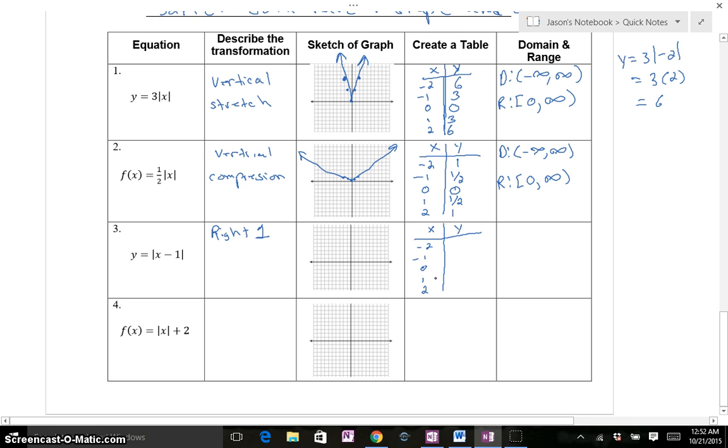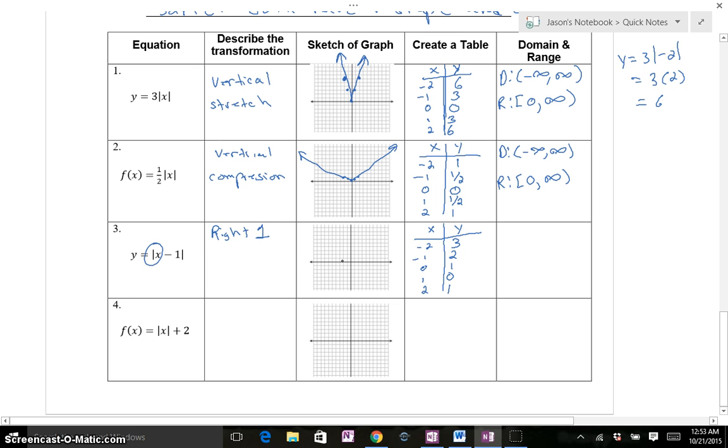So -2 minus 1 is -3. The absolute value of -3 is 3. -1 minus 1 is -2. The absolute value of -2 is 2. 0 minus 1 is -1. Absolute value of -1 is 1. 1 minus 1 is 0. Absolute value is 0. And then 2 minus 1 is 1. Absolute value of 1 is 1. Again, all I'm doing is plugging into the x value here.